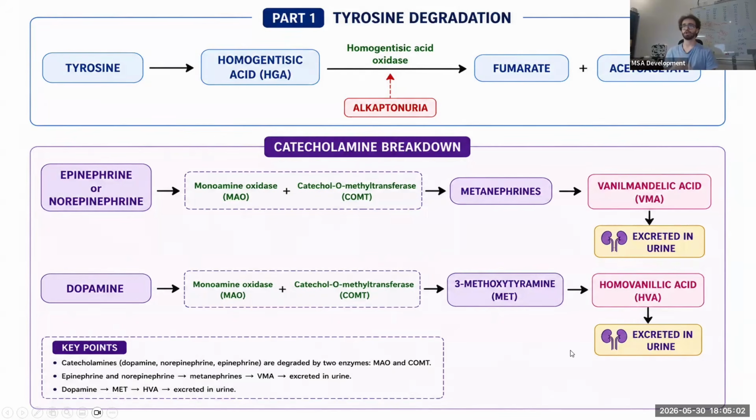But what I want you to know from here: monoamine oxidase and catechol methyltransferase break down catecholamines. Epinephrine and norepinephrine will become metanephrines, then VMA, while dopamine becomes HVA. Okay? Now, let's talk about alkaptonuria. We already did, but in more detail.